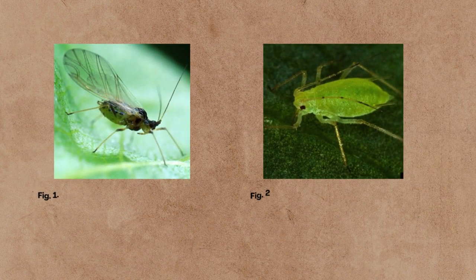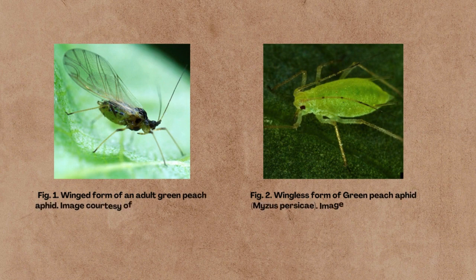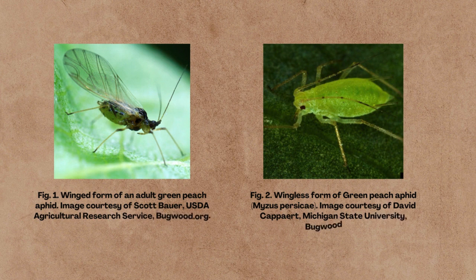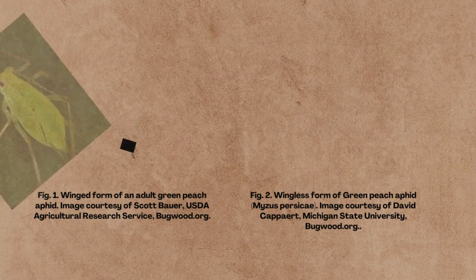In these slides, there are 2 forms of aphids. In figure 1, we can see a winged form of an adult green peach aphid, and this is an image courtesy of Scott Bauer from USDA Agricultural Research Service. And in figure 2, there is a wingless form of green peach aphids with the scientific name Myzus persicae, and this image is courtesy of David Kephart from Michigan State University.